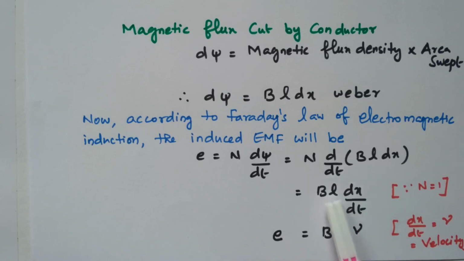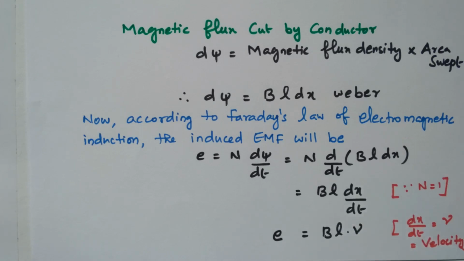This B L is constant, dx by dt. The N is taken as 1, number of turns is only 1. So the dx by dt, distance divided by time, is nothing but velocity. So E equal to B L into V: magnetic flux density, length of the conductor and velocity. So dx by dt is nothing but velocity.